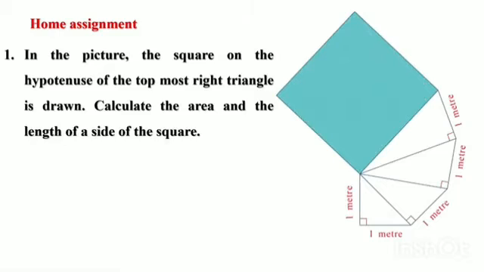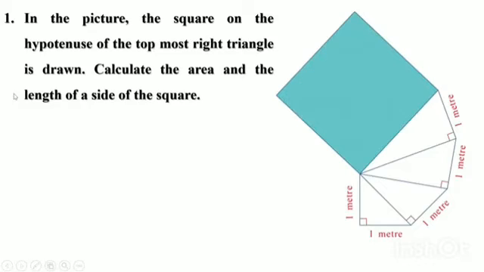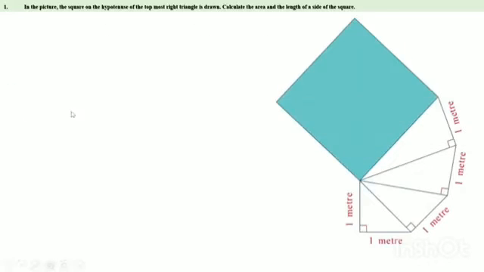In the picture, the square on the hypotenuse of the topmost right triangle is drawn. Calculate the area and the length of a side of the square. We have to find the length of a side of the square and its area.